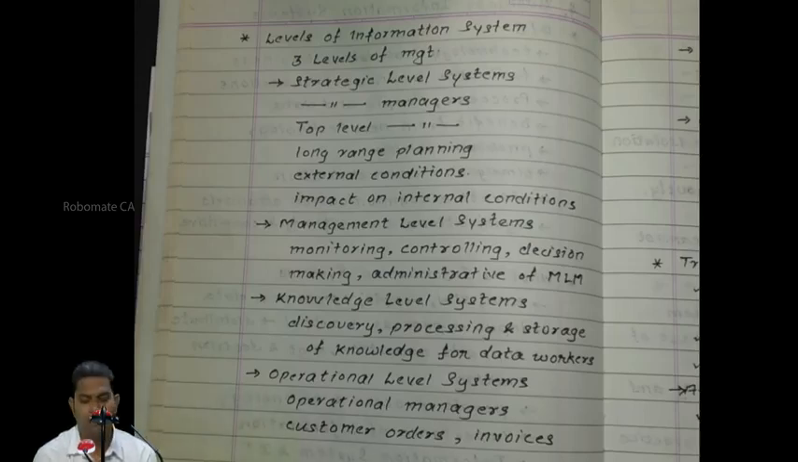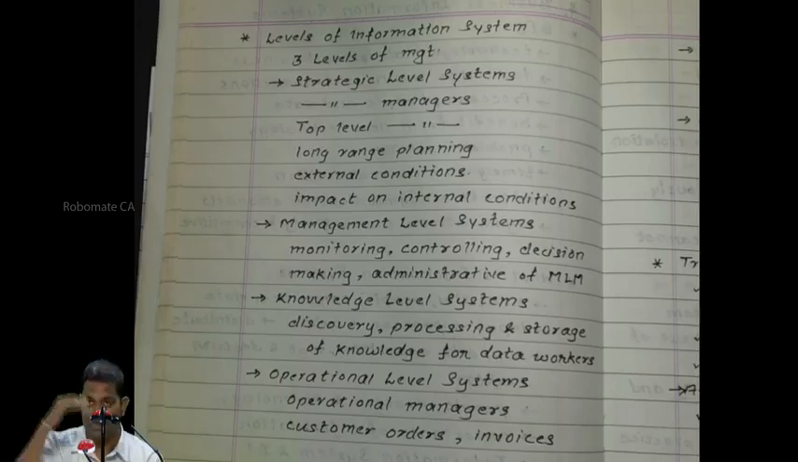To understand the levels of information system, one needs to have the knowledge of levels of management. Now in your 11th standard, 12th standard, in a subject called as commerce, you must have seen a diagram called as triangle. That triangle was divided into three parts. Even though it was divided into three equal parts, the lower part always covered a bigger area.